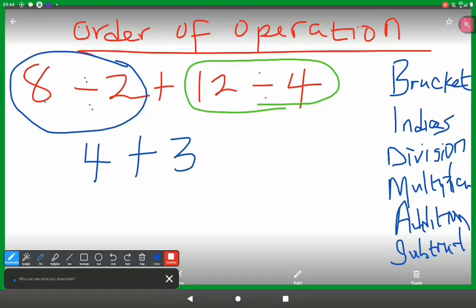So then addition is the next thing because there is no other operation. So I'll consider the addition now. What is 4 plus 3? I know you know it. That will be 7. So the final answer will be 7. Alright, let's consider another example. We have 3 times 10 divided by 5 subtract 1.